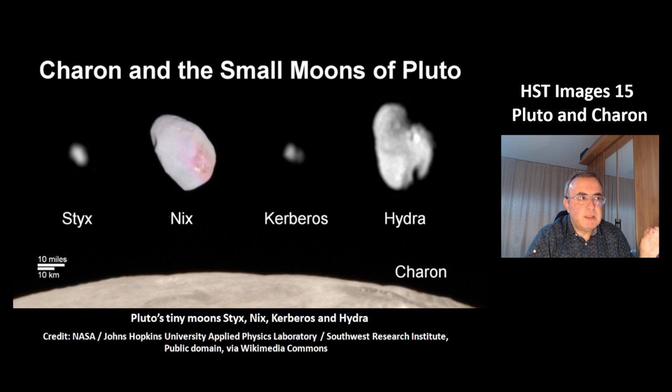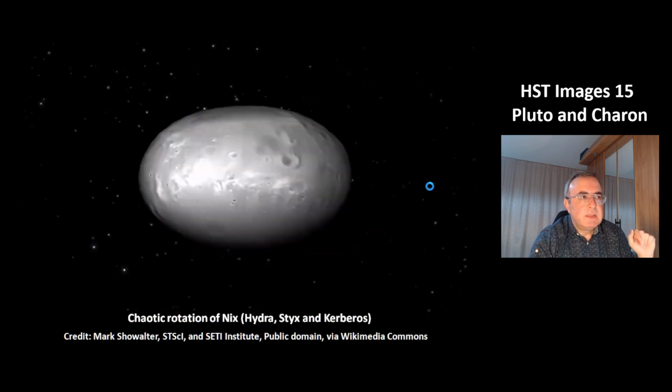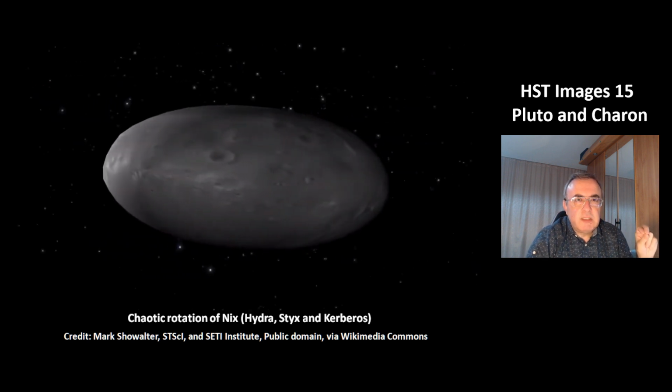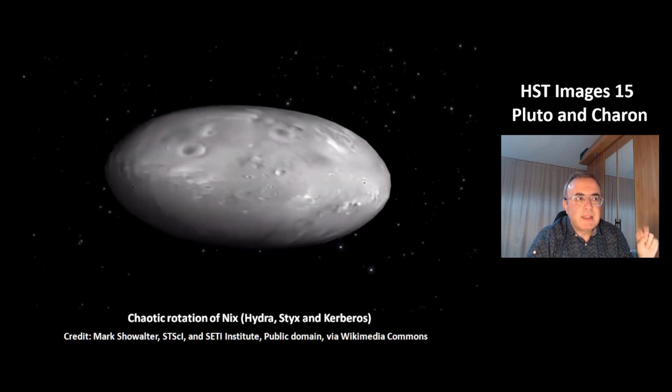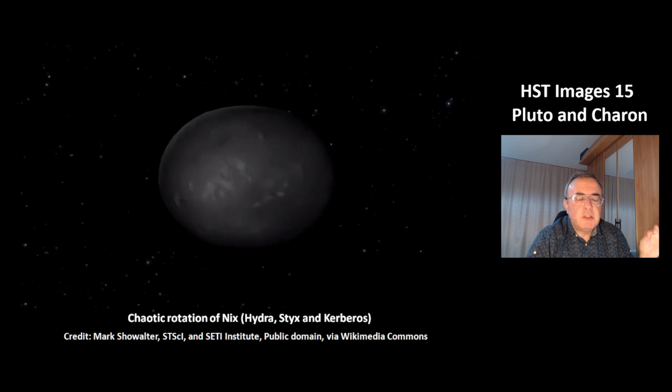This is a picture of the smaller moons of Pluto, which are Styx, Nix, Kerberos, and Hydra. Here you can see this is 10 kilometers or 10 miles. So Styx and Kerberos are about 10 kilometers, and Nix and Hydra are about 35-40 kilometers. This is a nice animation of the chaotic rotation of Nix. All the 4 tiny moons have a chaotic rotation.